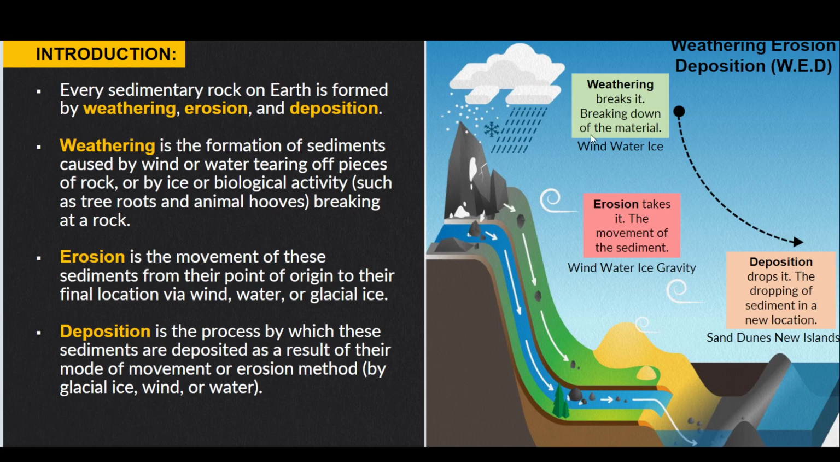So these are the three processes by which every sedimentary rock on Earth is formed. First is weathering, which is breaking down this rock into sediments. Then this sediment is moving, which is called erosion, to a new place, and at the new place they are getting deposited, which is called deposition. Is this clear? Very good. So why is it happening? Because of wind, water, or ice. Erosion again takes place because of wind, water, or gravity, right?